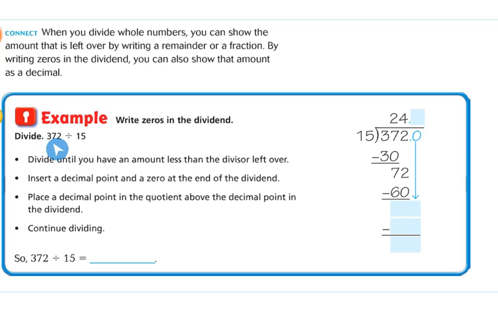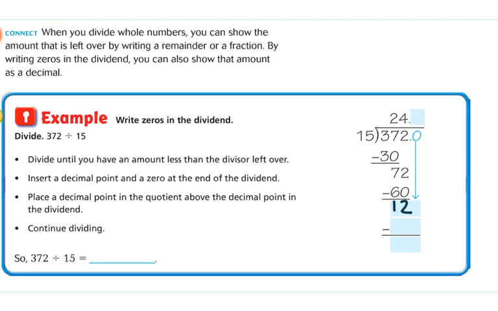So divide 372 divided by 15. So it says divide until you have an amount less than the divisor left over. So what we can see is we did 37 divided by 15 is 2. 2 times 15 is 30. 37 minus 30 is 7. We regroup the 2. 72. 72 divided by 15 is 4. 4 times 15 is 60. 72 minus 60 would give us 12.